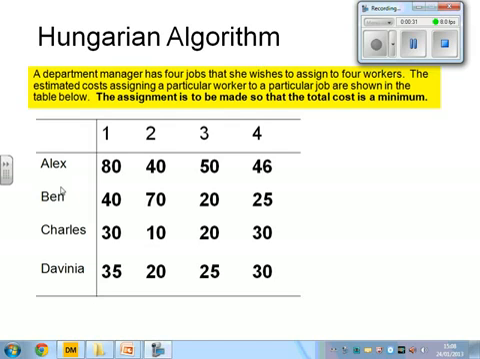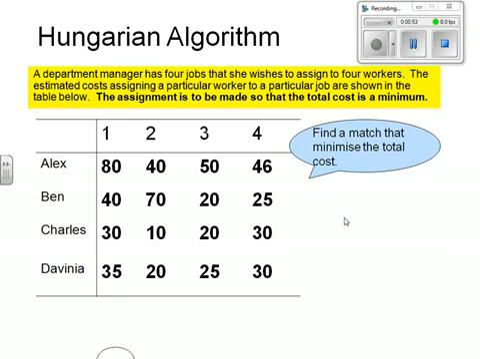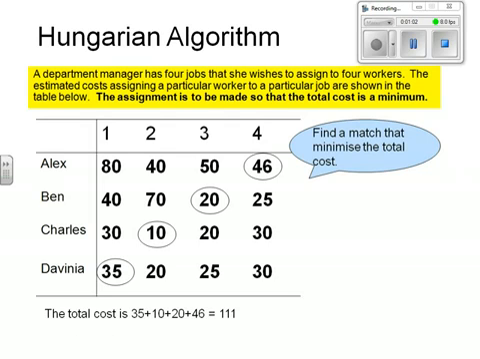This table here shows us a number of different workers, Alex, Ben, Charles and Davinia, and they've got 4 jobs to do. Spend a moment there just to try and think yourself, could you figure out what would be the best way of giving the 4 people the 4 jobs? It doesn't take too long in 4 jobs to find out that actually the best might be to give it in this allocation here.